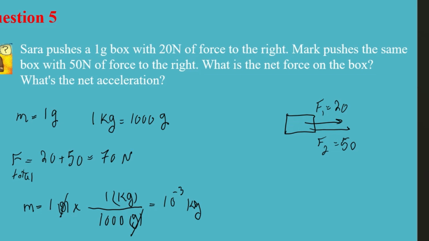So now for the acceleration, I have force as 70, mass is 10 to the minus third, times acceleration. So acceleration is going to be 70 divided by 10 to the minus third, which is 70 times 10 to the third meters per second squared. And that makes sense, because acceleration should go up when the box is lighter compared to the previous example.